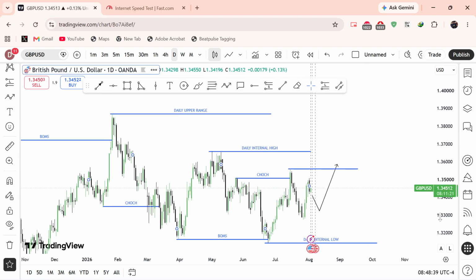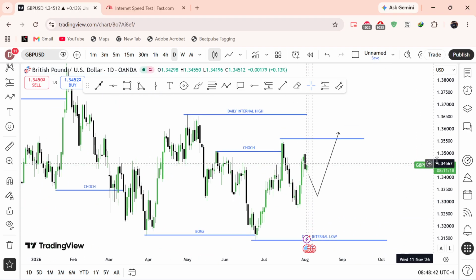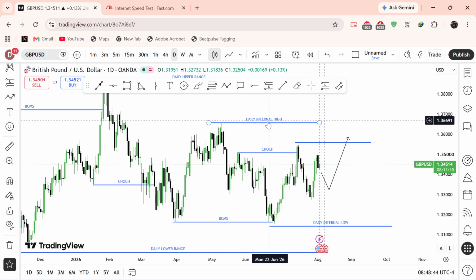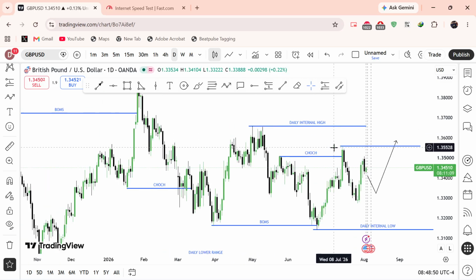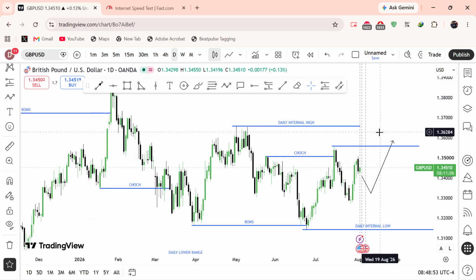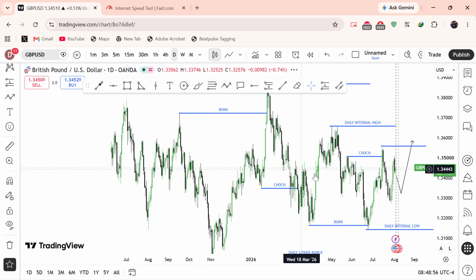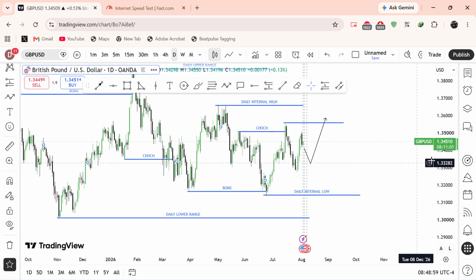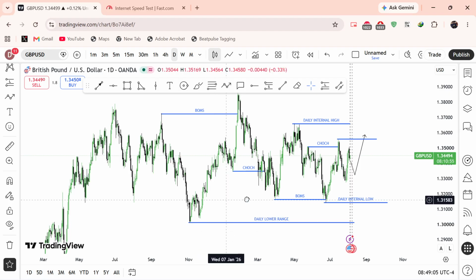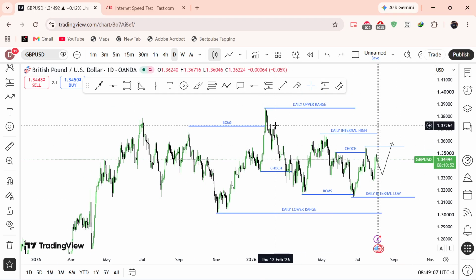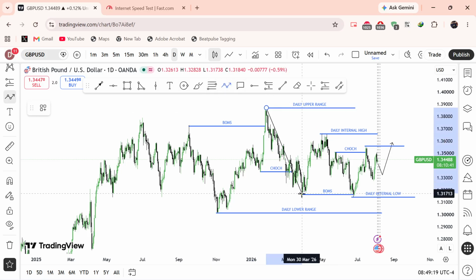The only thing that I'm careful about is for the market not to take out this daily internal high, because if it takes out this daily internal high, it will give us a change of narrative. As you can see from here, GU has not taken out this daily low that created this break of market structure. So overall, the market is bullish, but this is the retracement that we are having.